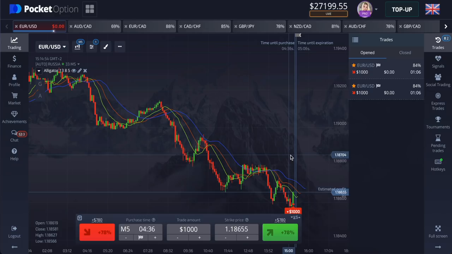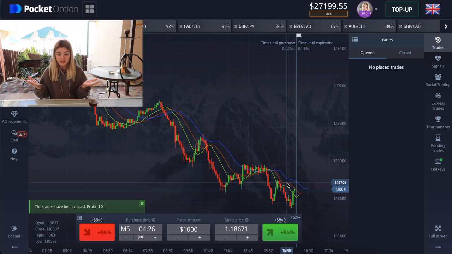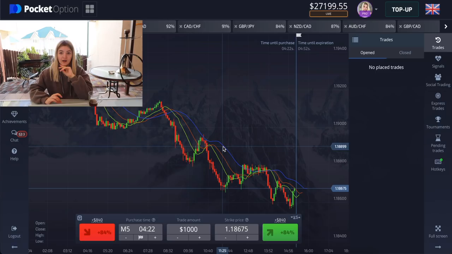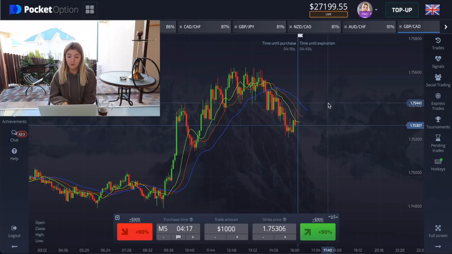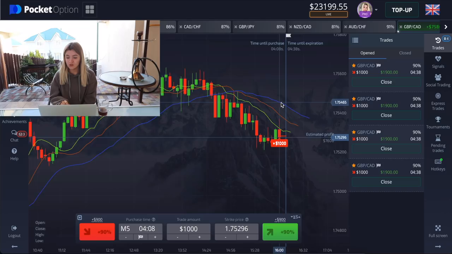Well, guys, 3 seconds left and it's a loss. As you can see, I show you like it is real. So never mind, we just double our bet to $4,000 and let's try to recover the loss. Well, guys, right here I see a good situation, so I'm going to make a put option, okay, with $4,000. And let's wait for the end of our bets.